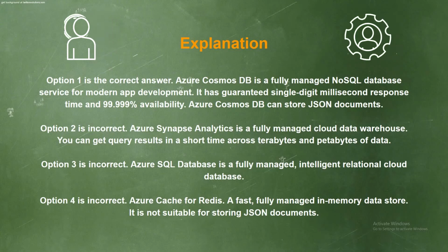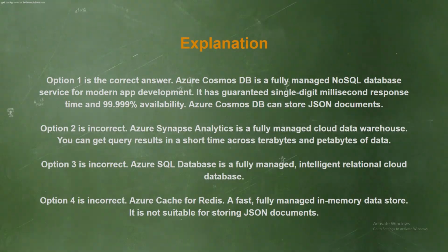Option 2 is incorrect. Azure Synapse Analytics is a fully managed cloud data warehouse. You can get query results in a short time across terabytes and petabytes of data. Option 3 is incorrect. Azure SQL Database is a fully managed, intelligent, relational cloud database. Option 4 is incorrect. Azure Cache for Redis is a fast, fully managed in-memory data store. It is not suitable for storing JSON documents.